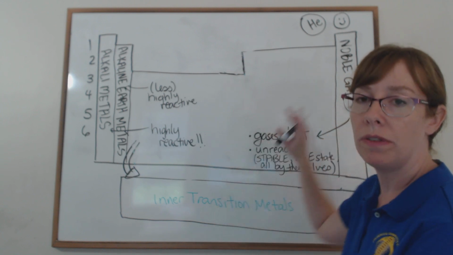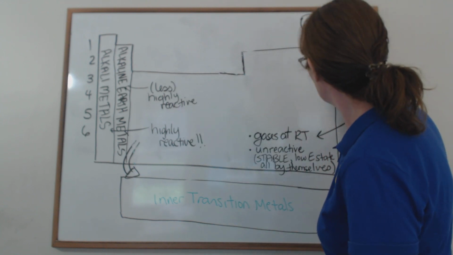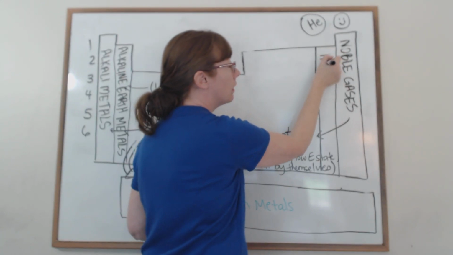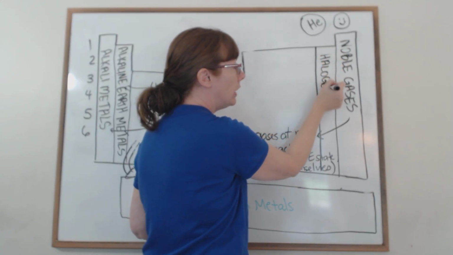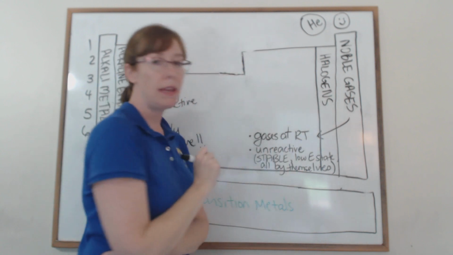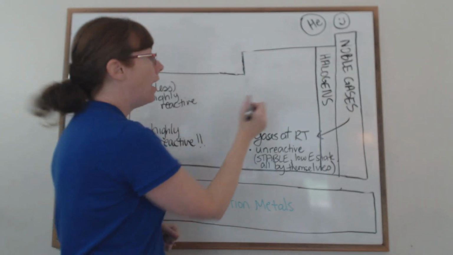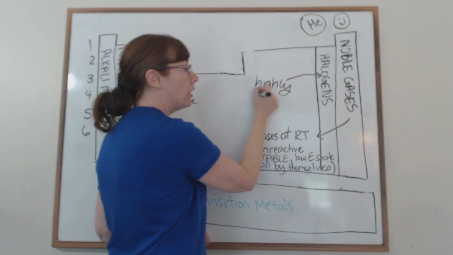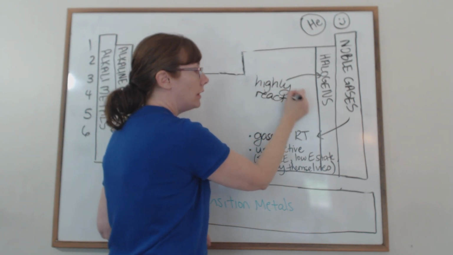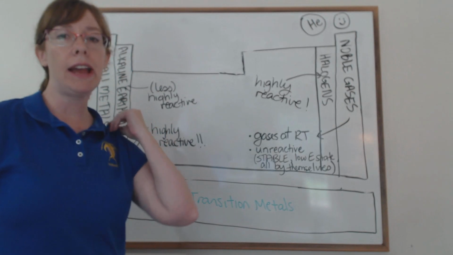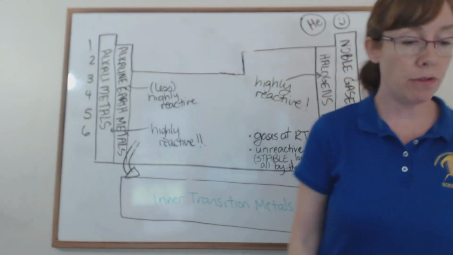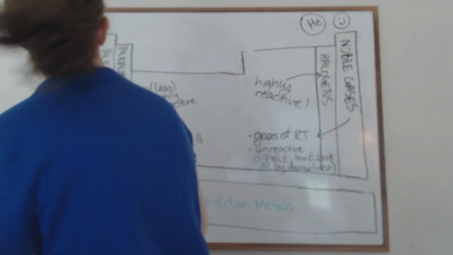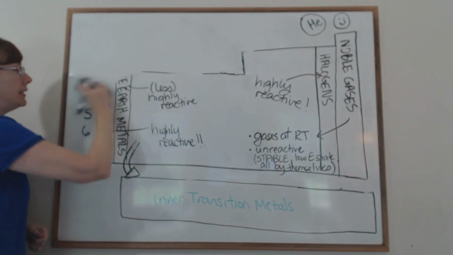And then over here is our last group, and that is the halogens. That's your fluorine, your chlorine, bromine, and iodine. And your halogens are kind of similar to your alkali metals. Very highly reactive. Love to form compounds, okay? So that's group nicknames.